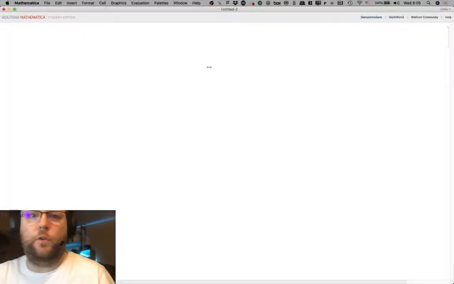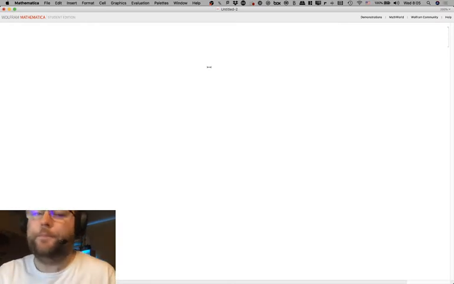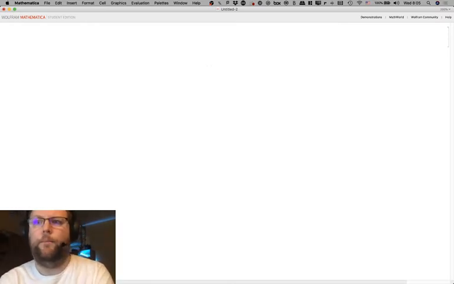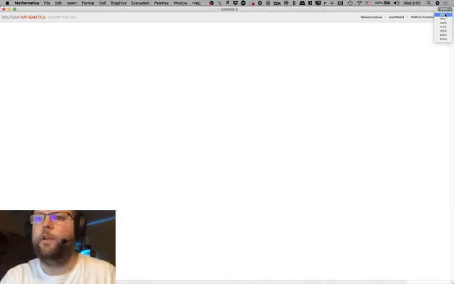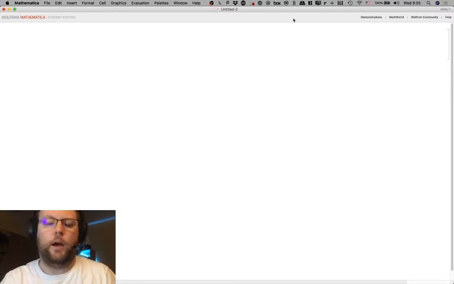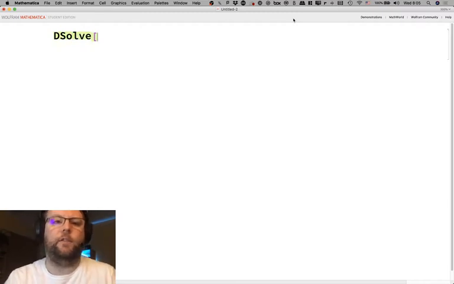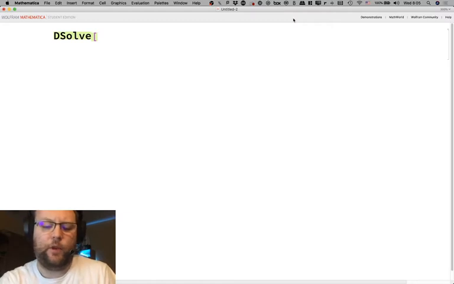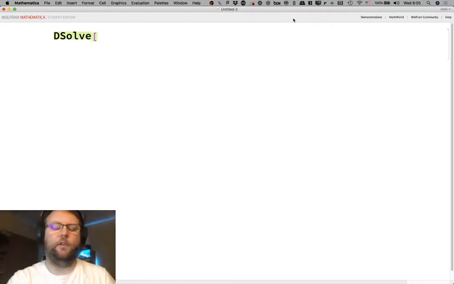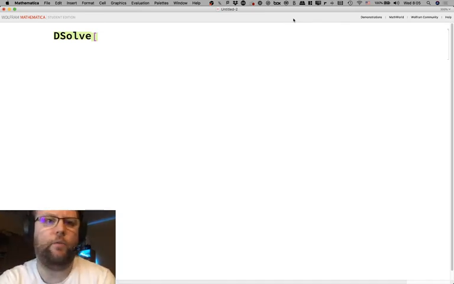So I'm going to go to Mathematica, and let me blow up the font so you guys can read this nice and easy. In Mathematica, I'm going to use a function called DSolve. Mathematica has pretty sophisticated differential equation solvers built into it, both numeric and exact techniques. In this particular case, the exact solution is well known. It's not too hard to derive with a few techniques from Calc 2.